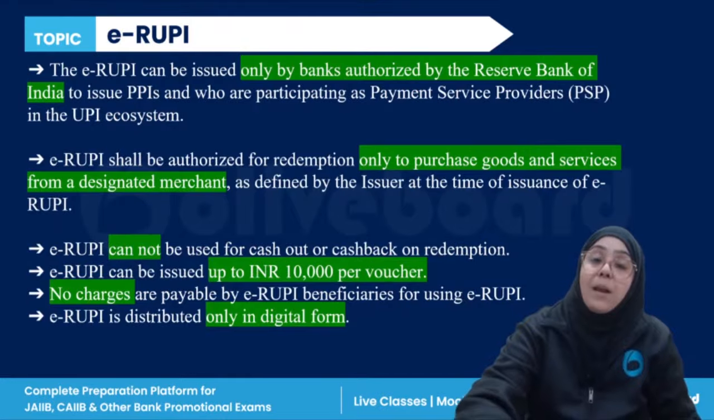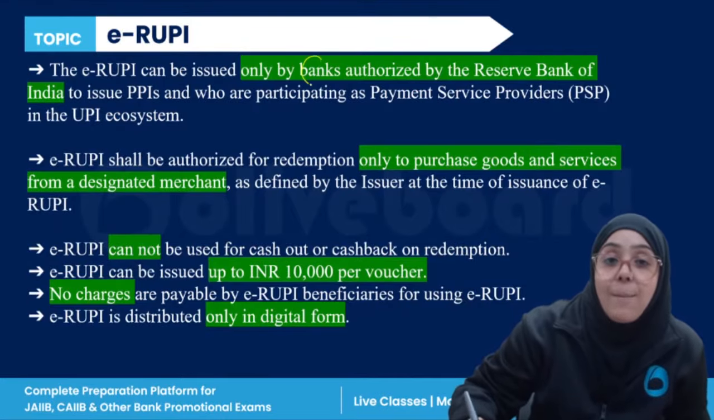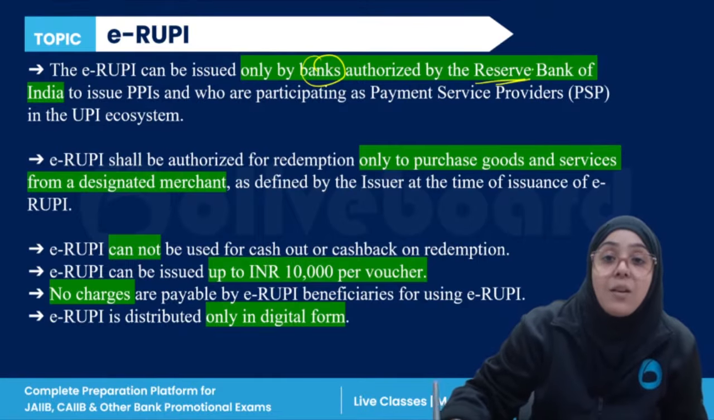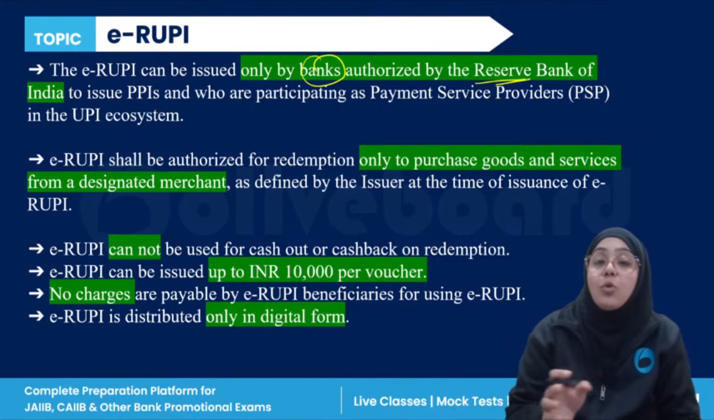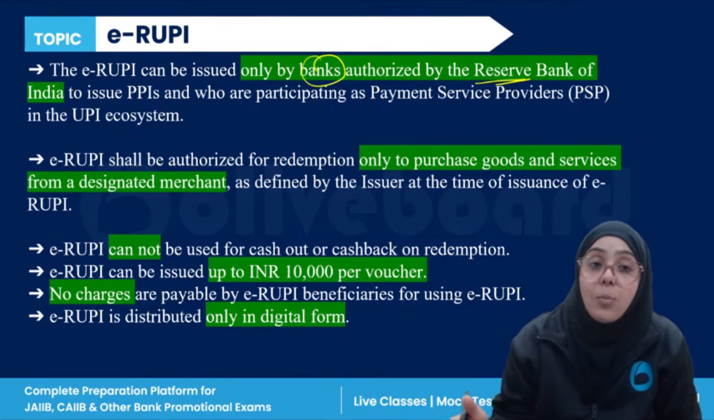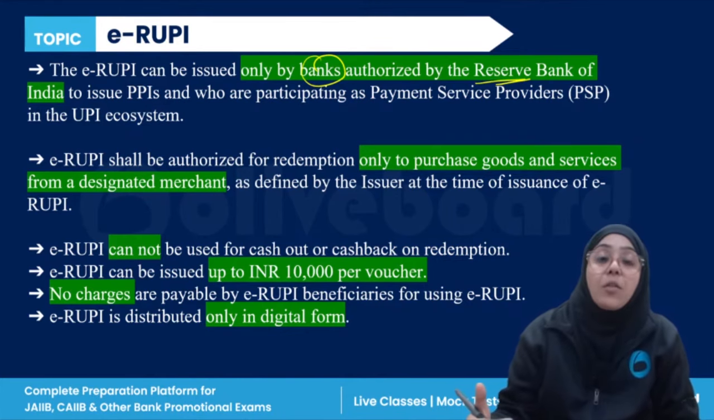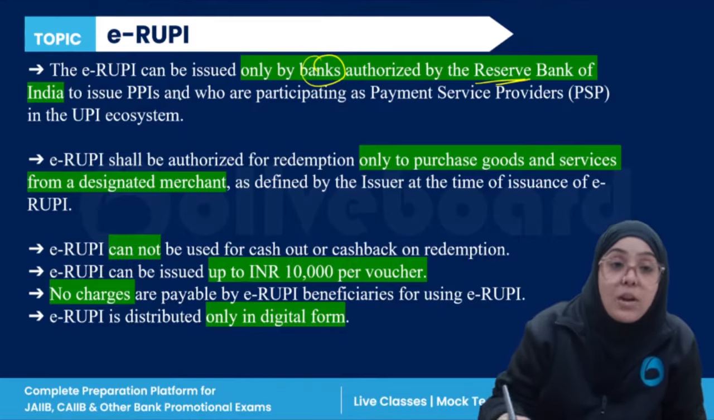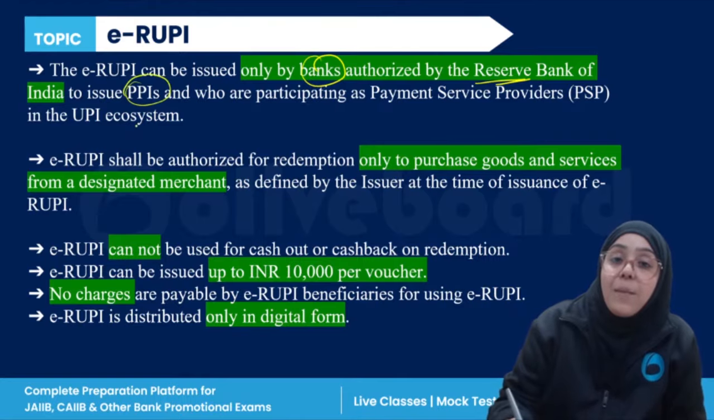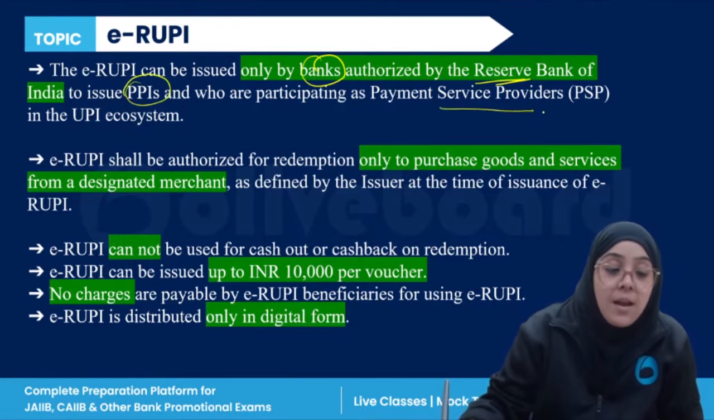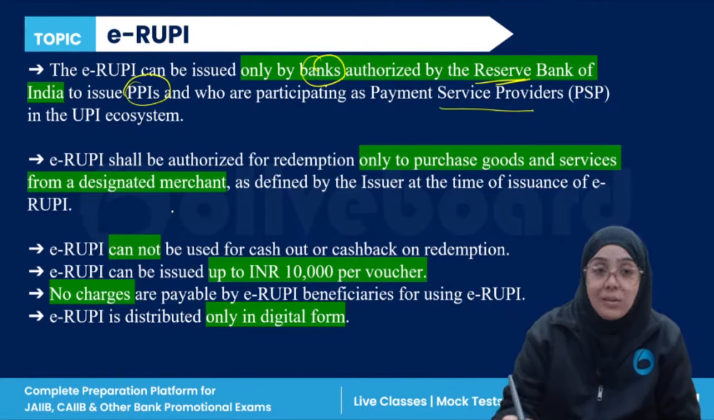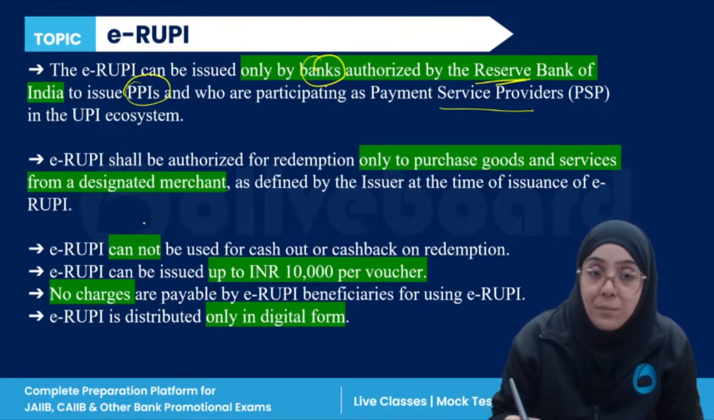If we talk about e-rupee, it can be issued only by banks authorized by Reserve Bank of India. So e-rupee is not issued by everyone. E-rupees are issued by only those who are authorized by Reserve Bank of India to issue prepaid payment instruments and who are eligible to participate as payment service providers in the UPI ecosystem, right?